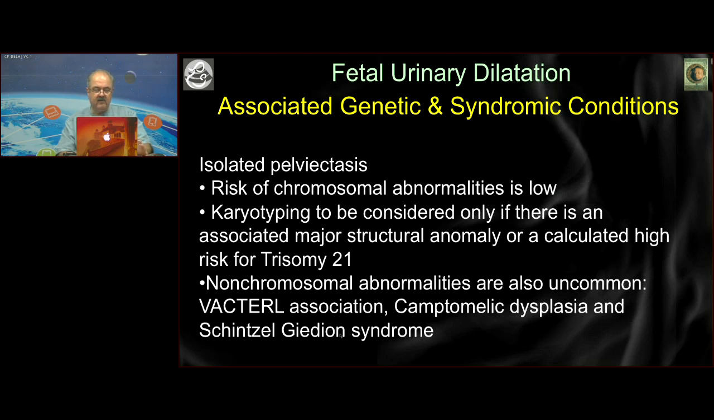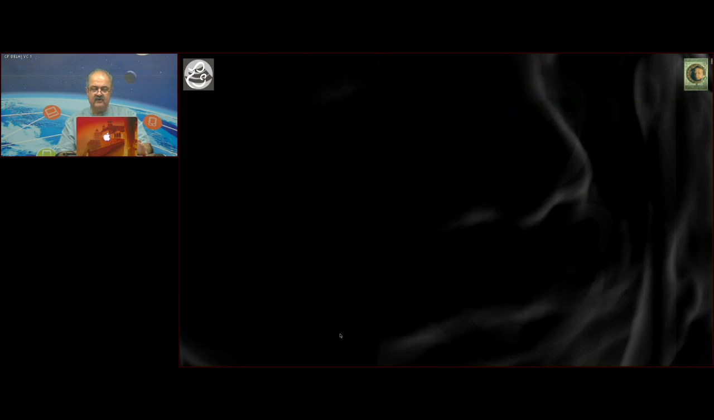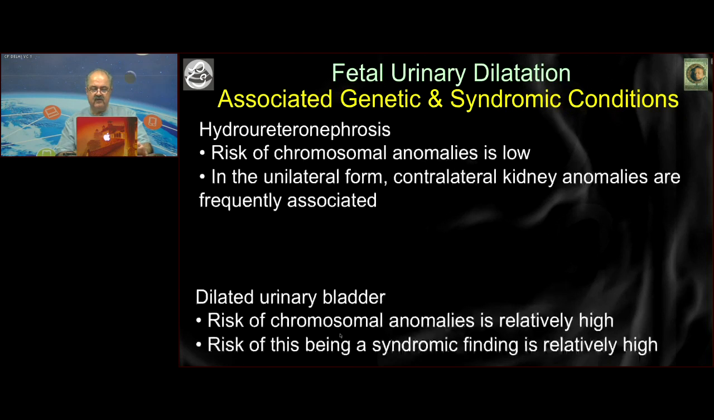On the other hand, when you look at hydroureteronephrosis, you realize that in that situation, the chromosomal abnormalities are even fewer, and usually this is not syndromic, it's obstructive. If you find a dilated urinary bladder, the risk of chromosomal abnormalities is relatively high, and again the chances of being a syndromic finding is relatively high.